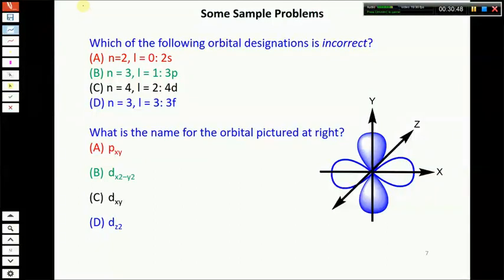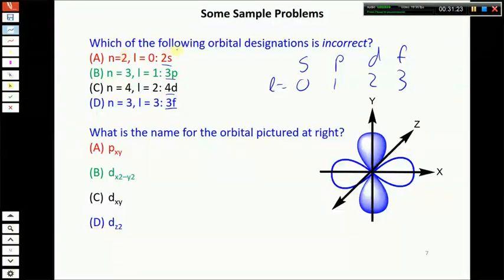Again, this is more of a quantum number question. The first one: which of the following orbital designations is incorrect? We have to work through the quantum number rules, and remember that all of these were given a letter-number combination, which means we have to think about what those letters mean. S, P, D, and F tell us that the value of L would be 0, 1, 2, or 3. So we want to figure out for which combination the values of N and L are compatible with each other, exactly as we did earlier. So this is kind of a review now.